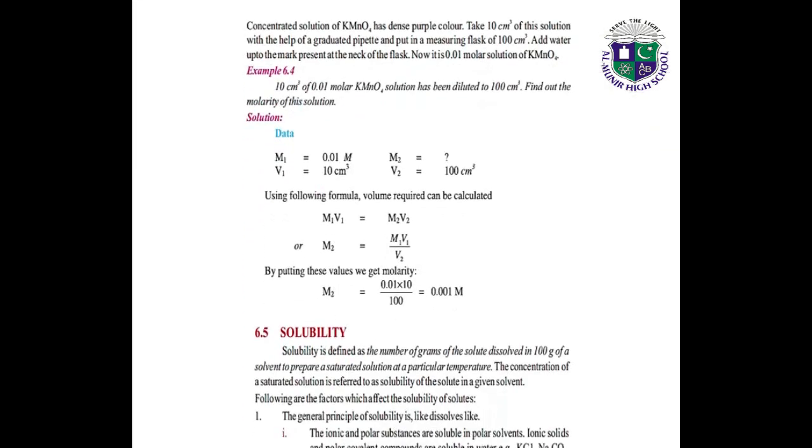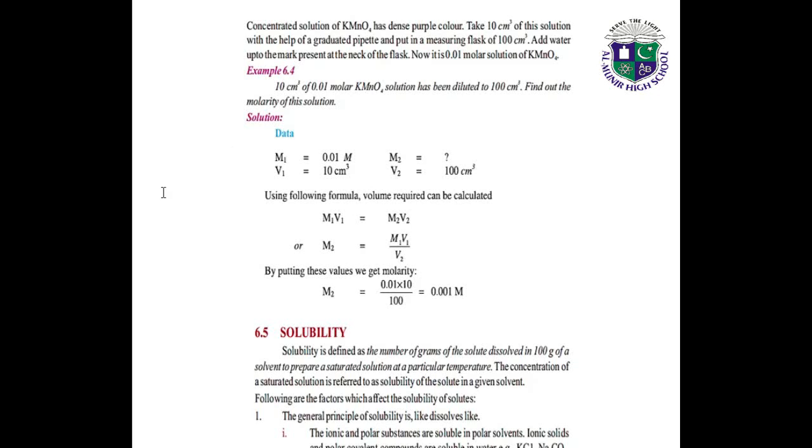The concentrated solution of KMnO4 has a dense purple color. Take 10 centimeter cube of this solution with the help of a graduated pipette and put it in a volumetric flask of 100 centimeter cube. Add water up to the mark present at the neck of the flask. Now it is a 0.01 molar solution of KMnO4.